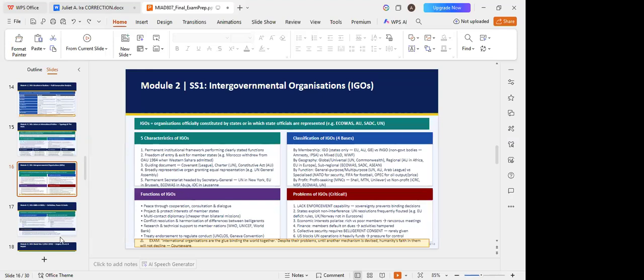Now, when we talk about facilitating economic cooperation, which intergovernmental organization is involved? ECOWAS. Thank you very much. World Trade Organization, WTO. Another one. ECCAS, Central Africa. Yeah, ECCAS. Another one again.